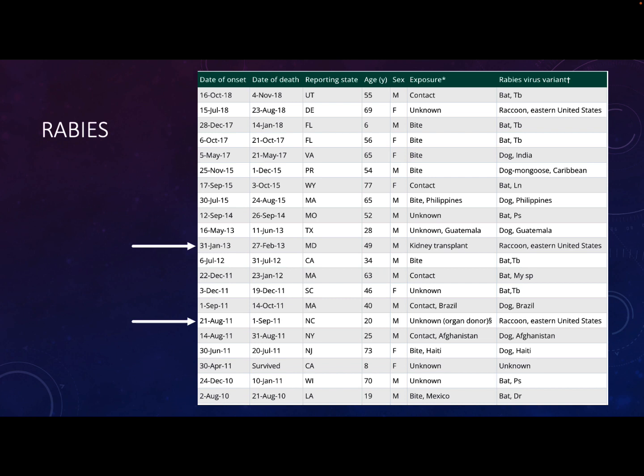Okay, the other thing that I want to point out here, where you have date of infection, date of death, exposure: kidney transplant. The one below it is your organ donor. So the rabies virus that the organ donor had, a 20-year-old male in North Carolina, is generally isolated from raccoons in the eastern US. But it is unknown whether he was bitten by a raccoon or by another animal that had been bitten by the raccoon. But it's the virus that tends to circulate in raccoons. In the US, most people who get rabies are bitten by bats. Okay, but there you go, raccoon.